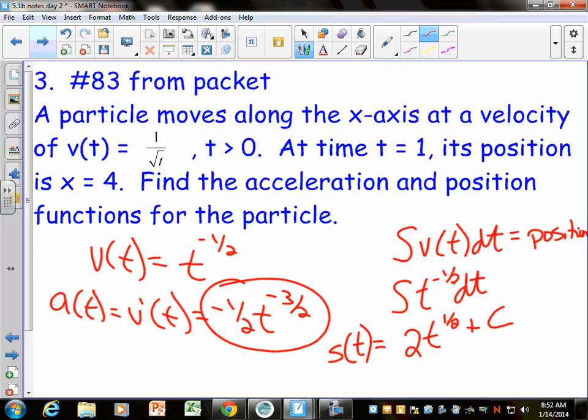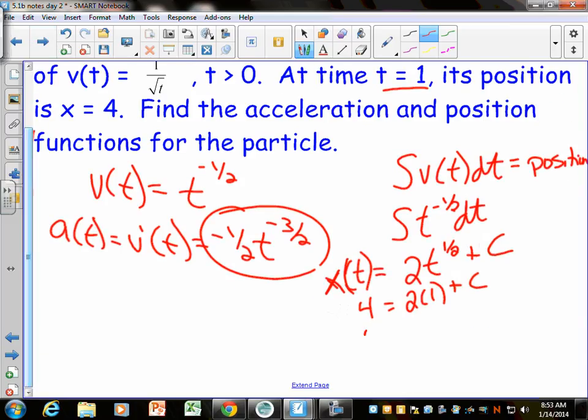My position function. And notice they gave us a value, because otherwise we don't know what C is. They tell us that at time equals 1, the position is X equals 4. People get really thrown off by that, which really means probably instead of using S here, I should be using like X of T, which I find really weird, but because they used X up there. I like S, but. So at time t equals 1, that would be 2 times 1 plus c. The position is 4, so we can use that to find c. So c equals 2.